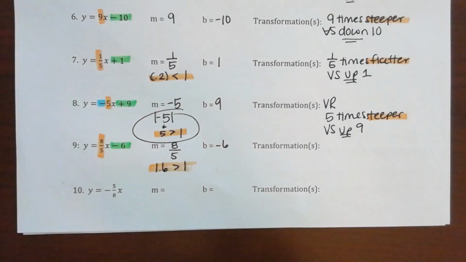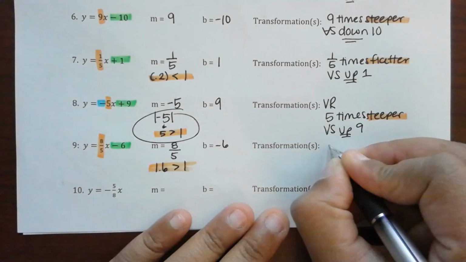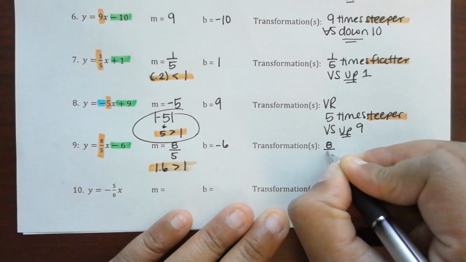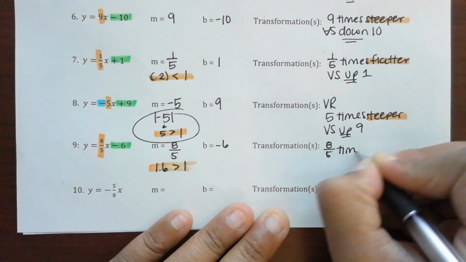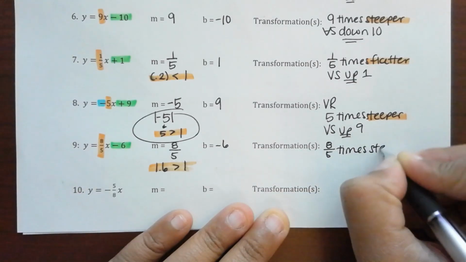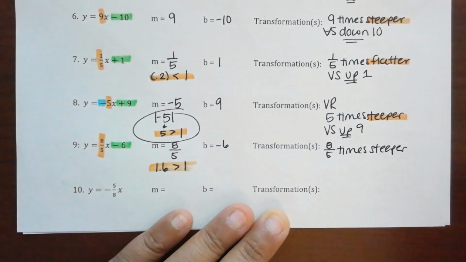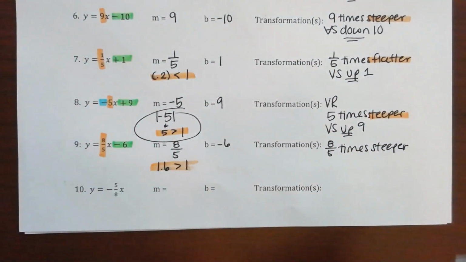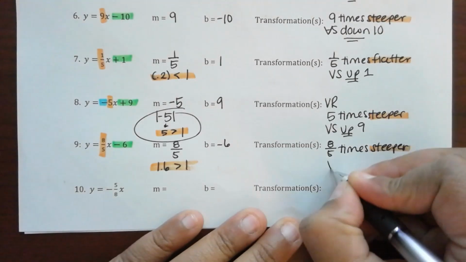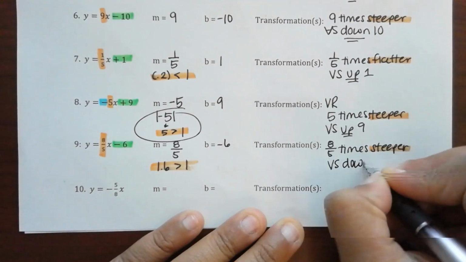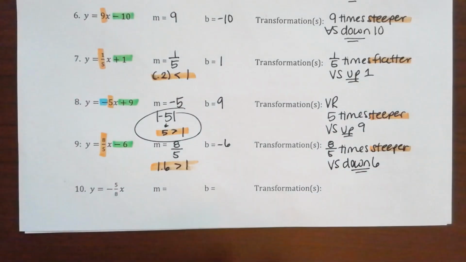So, how would I write that transformation? Times steeper. What's the other transformation? Great job. Any questions there?